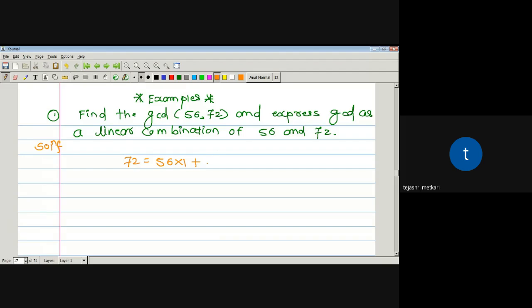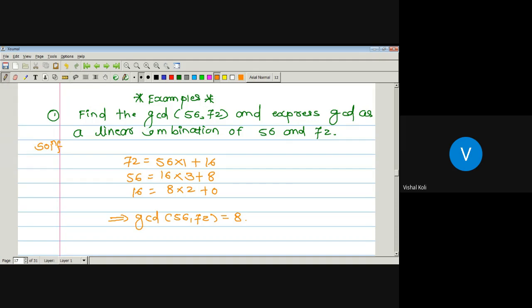16. Now we have to write 56, which is equal to 16 into 3 plus, what should be the remainder? 16 into 3 will be 48. 56 minus 48 will be 8. Now we have to write 16 as a multiple of 8. 8 into 2 will be 16 and the remainder will be 0. So what should be the GCD of 56 and 72? 8.